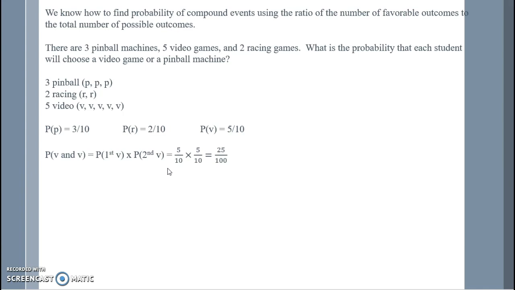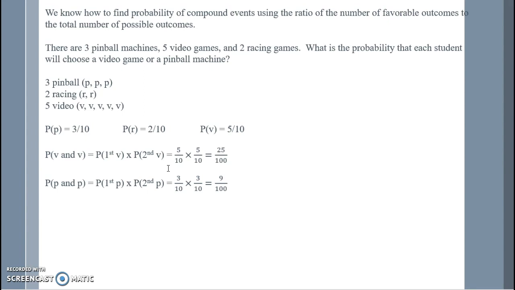We're particularly interested if each student chooses, both of them choosing a video game. So the probability of choosing a video game first is 5 out of 10, times the probability of choosing a video game the second is still 5 out of 10 because one does not affect the other. These are independent events. So 25/100. Further, if they both choose the pinball machine, we would have the probability of choosing the pinball machine times the probability of the second student choosing the pinball machine. So 3/10 times 3/10 is 9/100.